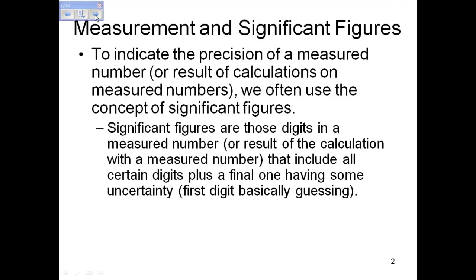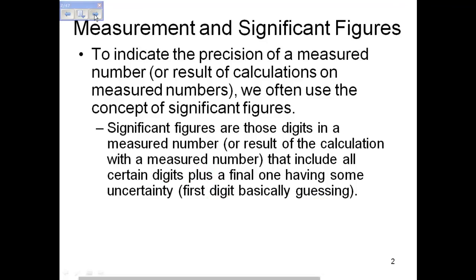To indicate the precision of a measured number or the result of a calculation of a measured number, which is what's going to occur in this course, we often use the concept of significant figures. Significant figures are all those digits in a measured number, or the result of a calculation with a measured number, that include all your certain digits, everything that you are certain of, plus one final one having some uncertainty. Basically, the first digit that you're guessing at.